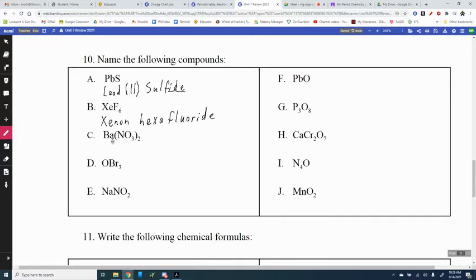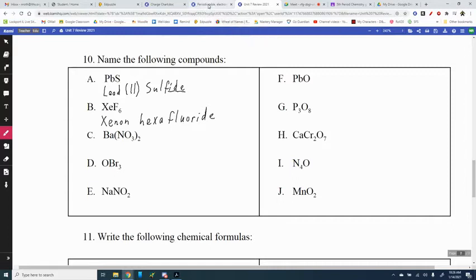All right, so next is Ba(NO3)2. So Ba and NO3. Now, there are 3 capital letters in this. That means there is a polyatomic ion in here somewhere. This one's really easy to identify because the polyatomic ion is in parentheses. So we don't have to worry about whether it is this or that. It's in parentheses, so that means it is the polyatomic ion.